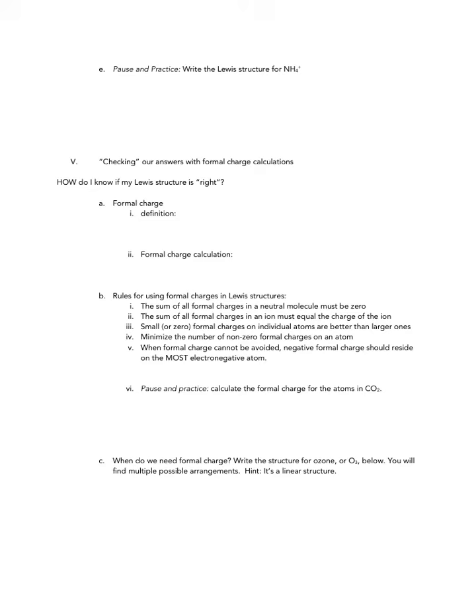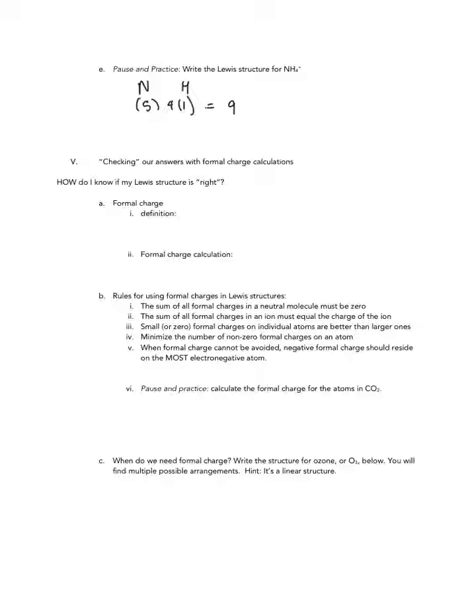Alrighty, so let's pause and practice here. That's the situation when we see a charge rather than a neutral molecule. So go ahead and in this case, we have NH4 plus, ammonium, which you may recognize in the polyatomic ion chart. Okay, so we have 5 electrons coming from nitrogen and then 1 from each of the 4 hydrogens, for a total of 4. 5 plus 4 is 9.